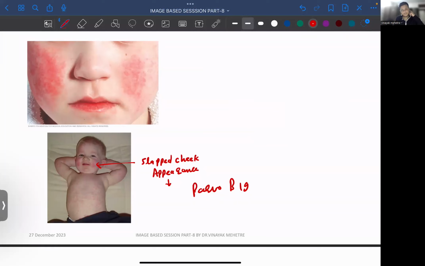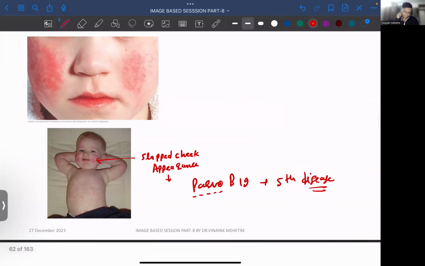First, second, third, fourth, fifth, sixth. Anyone? Just calculate the alphabet. This is fifth disease. ठीक है, पार्वो में 5 है. Yes, right.